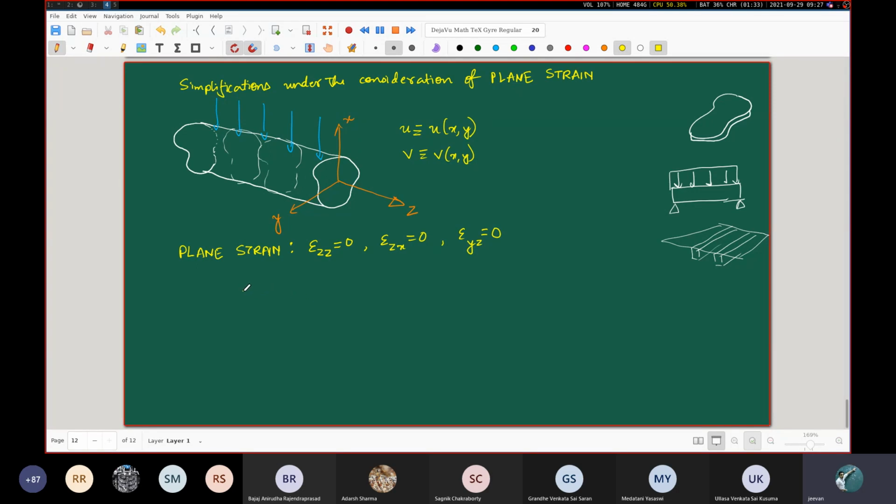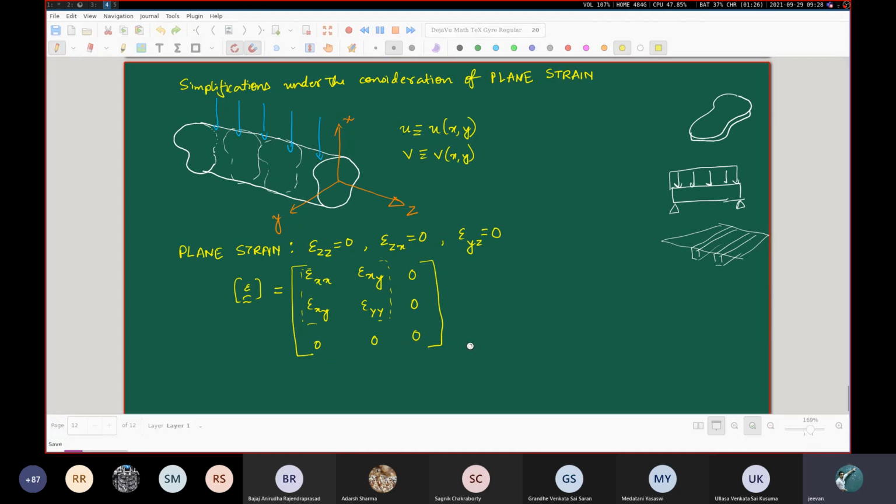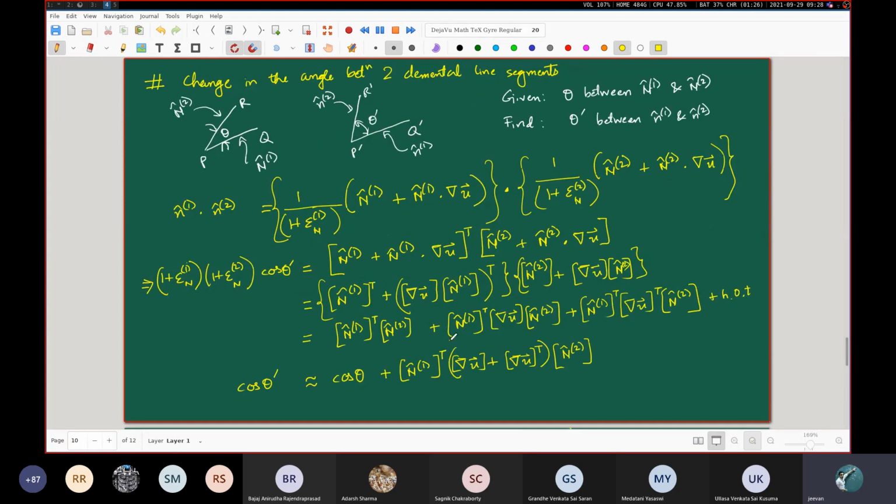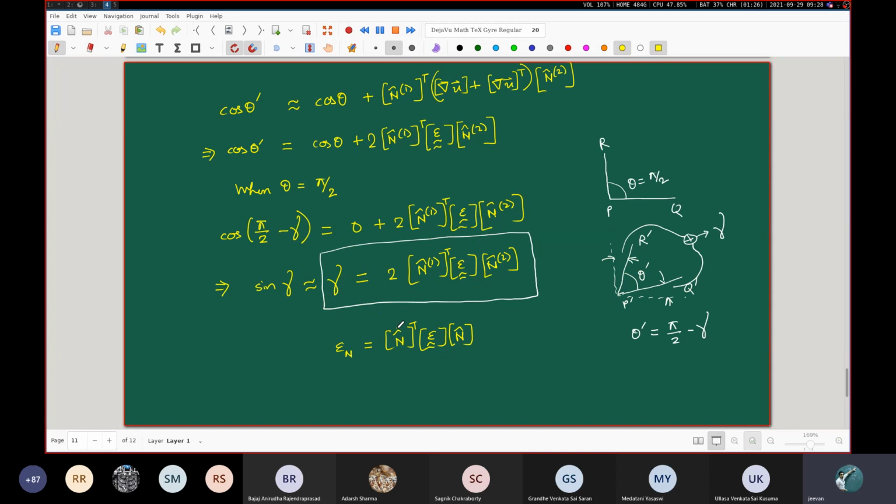So the strain tensor that we had talked about earlier, referred to a Cartesian coordinate system or the xyz coordinate system, is going to look like this. Remember what happened in the case of plane stress? This is exactly the same situation. So effectively, our whole game is taking place over these first two rows and first two columns. Now, with this understanding, we want to go back to the expressions that we had obtained previously for our epsilon n and this gamma, and see what we can obtain.